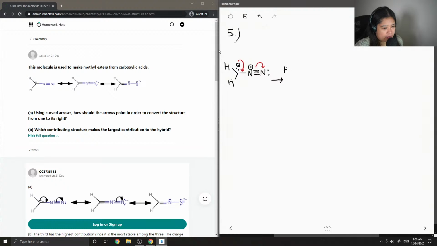So this gives us our second structure, which just has 2 double bonds, 1 for each of the nitrogens. And now the nitrogen on the right is negatively charged.